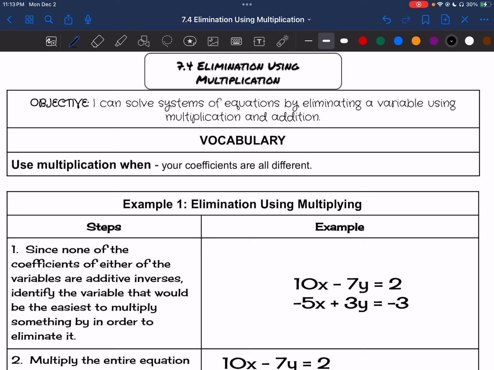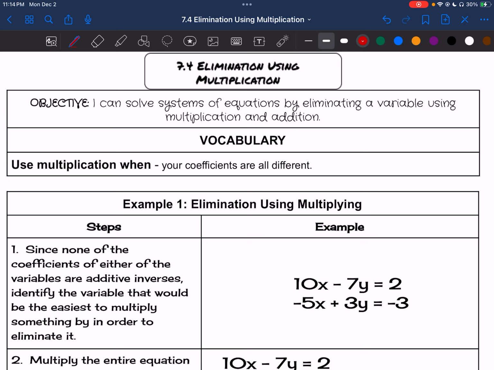In this case today, we're going to look at the fact that none of our variables are going to be the same. So we have our x's are 10 and -5, our y's are -7 and 3. So we can't just straight add these together and have something cancel out. We need to multiply because our rules of multiplication say if I have a true equation and I multiply all parts of it by the same value, I will have a true equation still. I will have an equivalent equation.